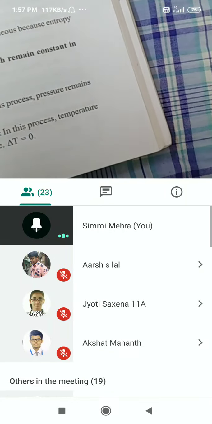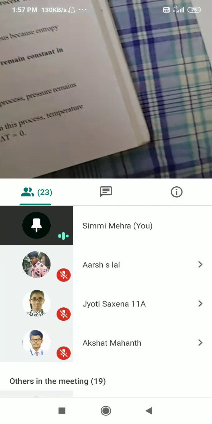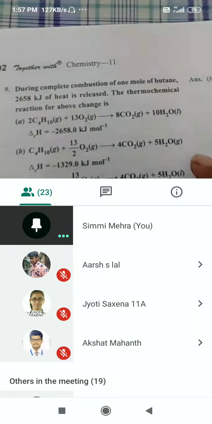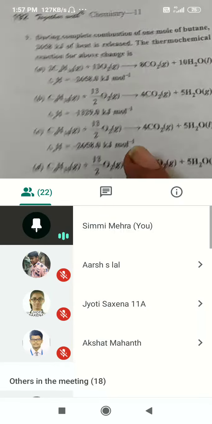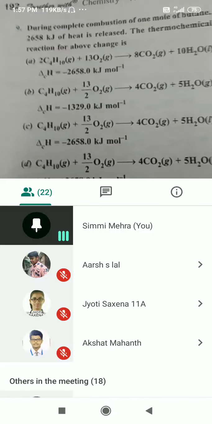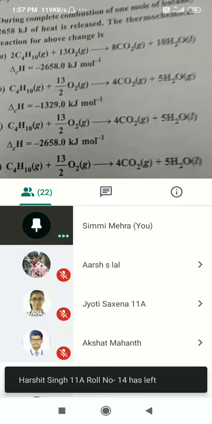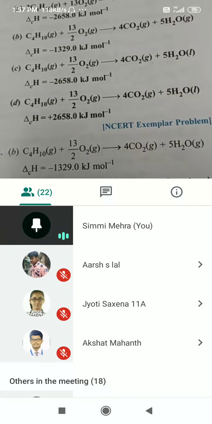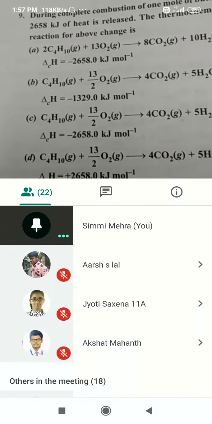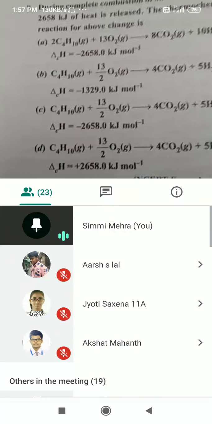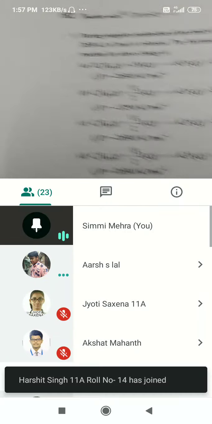Okay, then I'm searching for, this is one question on Hess's law of constant heat summation. You can write it down. Or I'll click this and send it on the group and you solve it. Because this is going to take time to copy it down. Okay, this one I will click and send it to you.